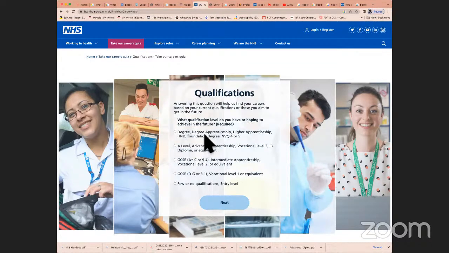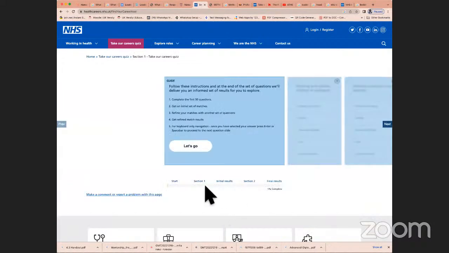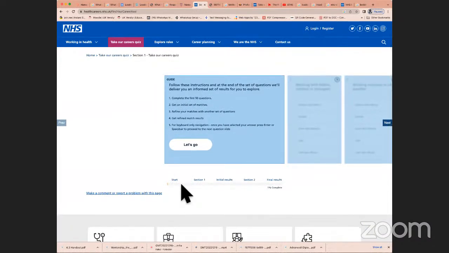Now, there are no right and wrong answers. You have to read the question and answer to the best of your ability. Once this is completed, it will recommend certain roles based on your skills, your experience and knowledge, and the questions that you answered. It will recommend you some roles, and that would be a good way of understanding the suitability of roles that you can take up within the National Health Service.